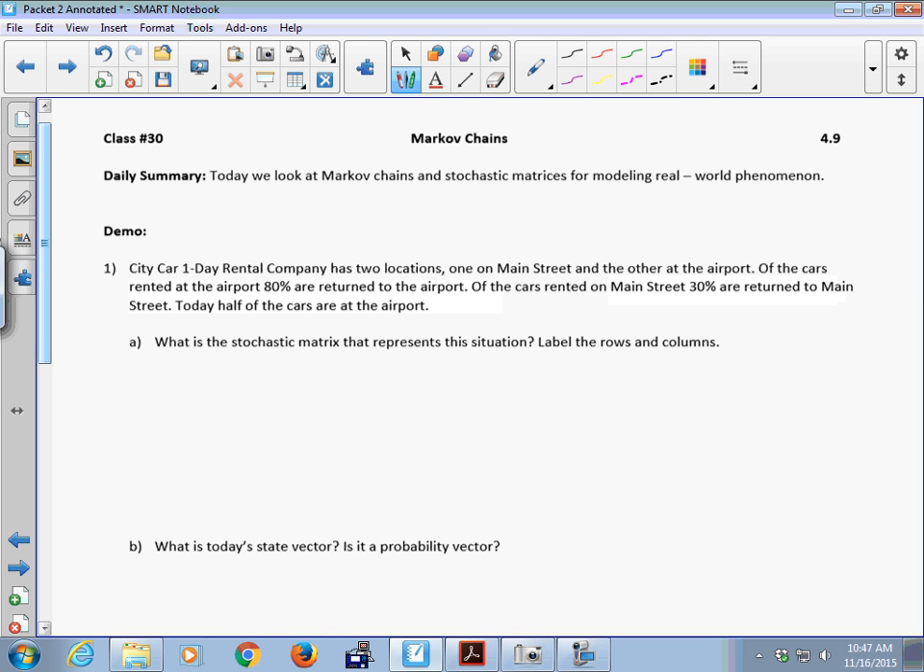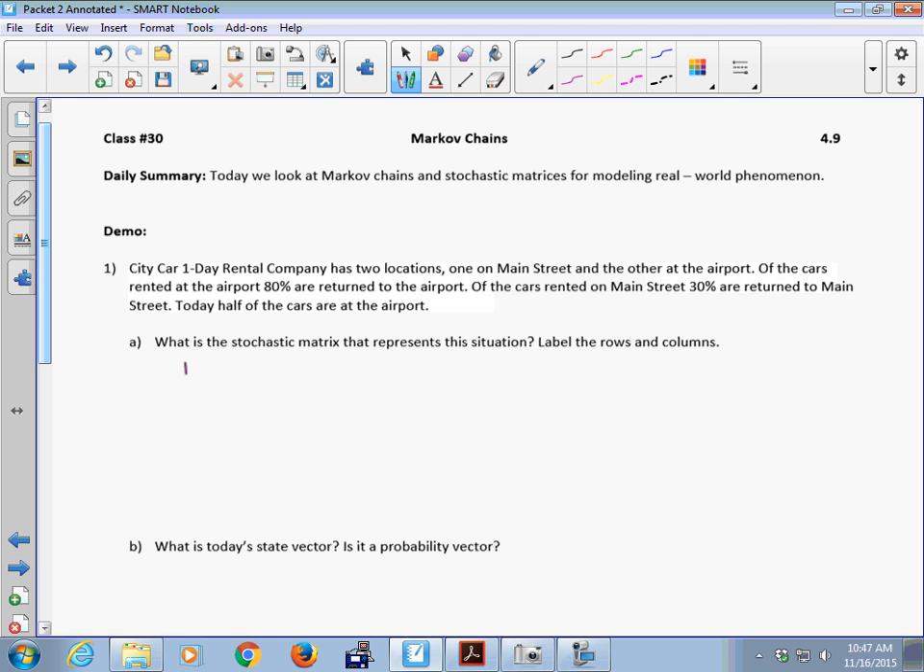So City Car One-Day Rental Company has 2 locations, one on Main Street, the other at the airport. Of the cars rented at the airport, 80% of them get returned at the airport. And of the cars rented on Main Street, 30% of those cars get returned to Main Street. Today, half the cars are at the airport. So the stochastic matrix that represents this situation is a matrix where we show where all the cars are from and where they go to.